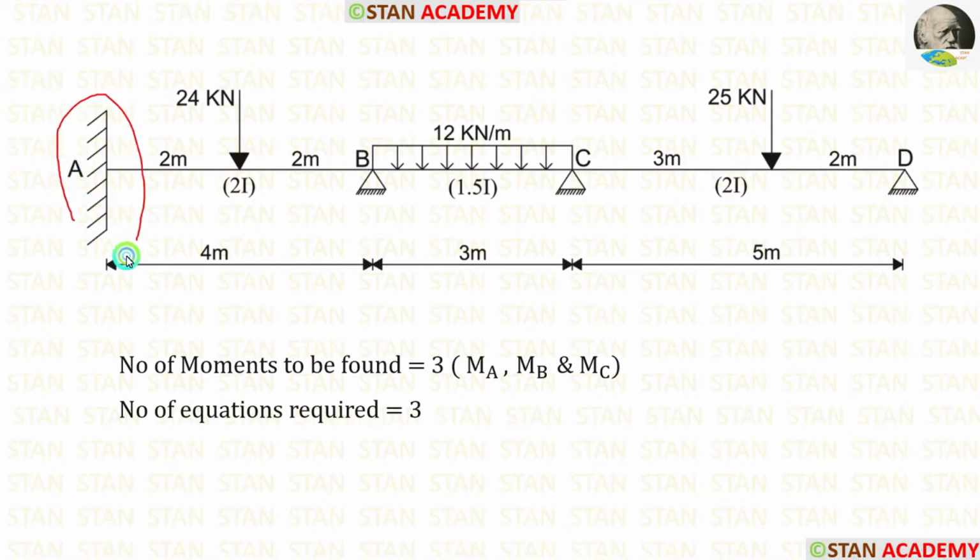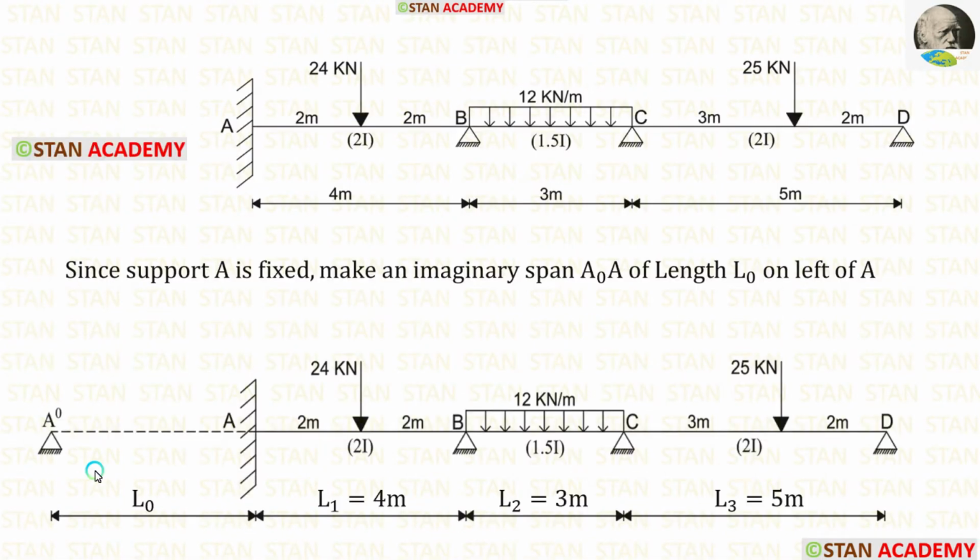In the point A, we are having a fixed support. On the left of A, we can make one imaginary span. So, using the imaginary span and the span AB, we can make one more equation. You can see that I have made an imaginary span A0A at a distance of L0. Now, we can make three equations. First, let us take the imaginary span A0A and the span AB and make the first equation.